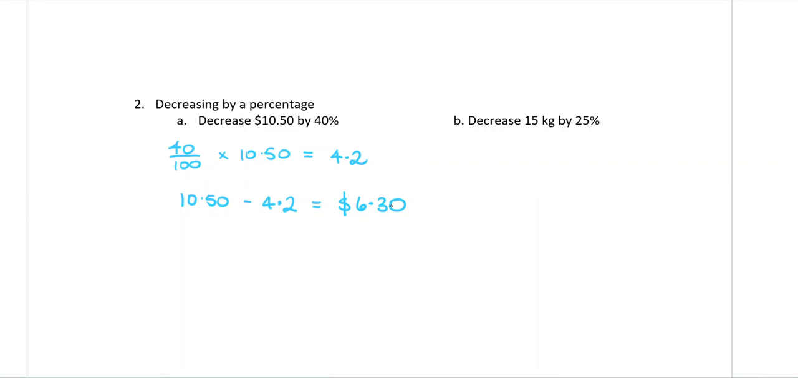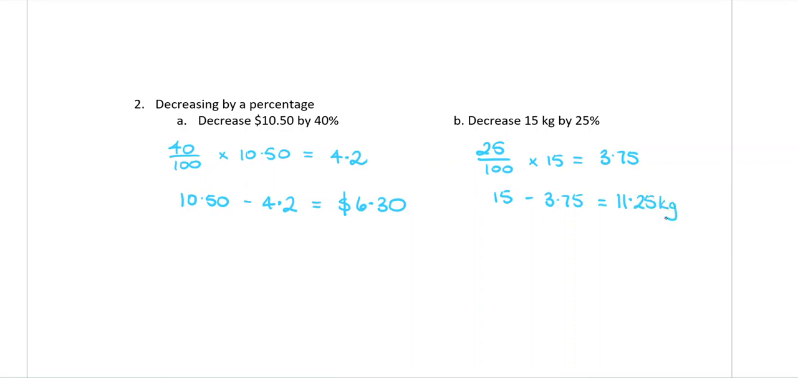And let's do another one, decrease. Decrease 15 kilograms by 25%. So I want to find the 25%. 25 over 100 times it by 15. What does it equal? Good. Okay, now I want to decrease, which means I want to start with the 15 kilograms and take off the 3.75. What do we get?